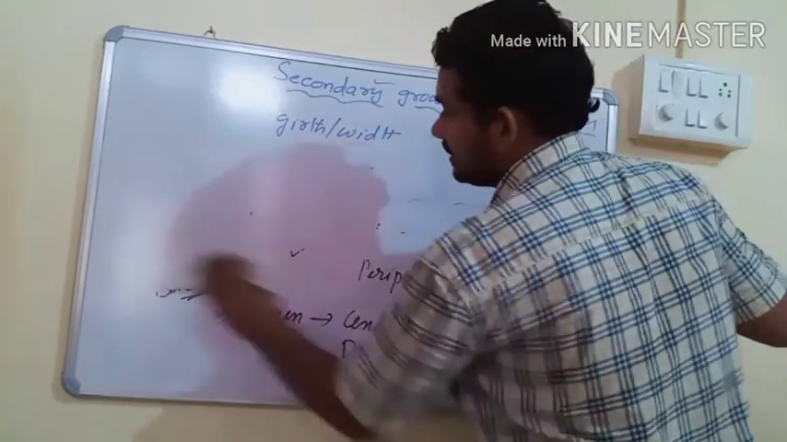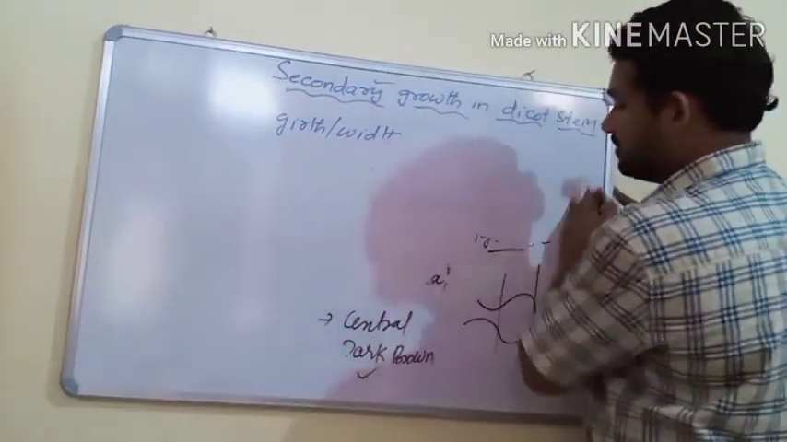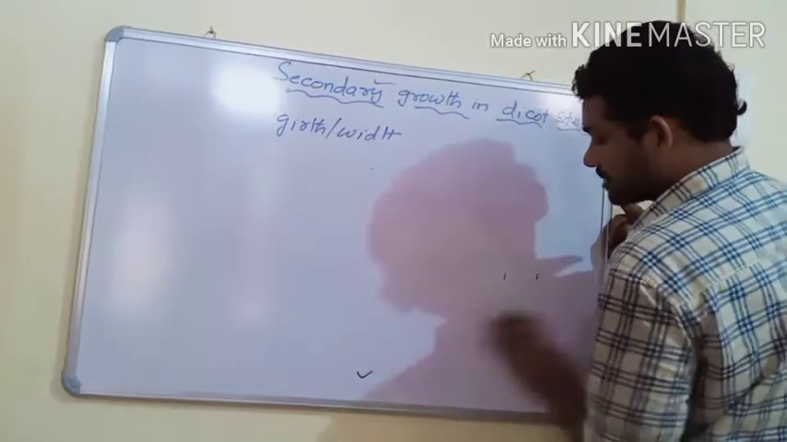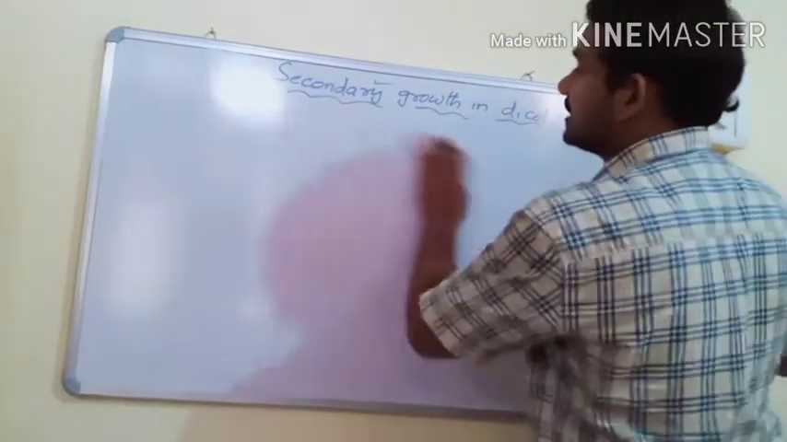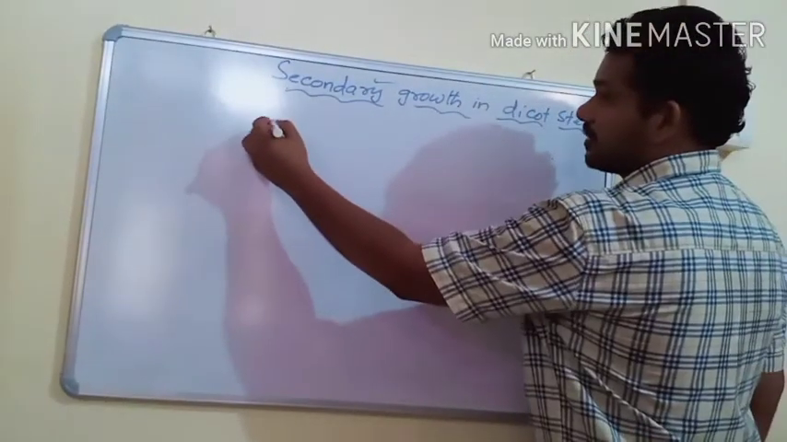So finally, the activity of vascular cambium is completed. Then another meristematic tissue which is responsible for secondary growth is cork cambium.